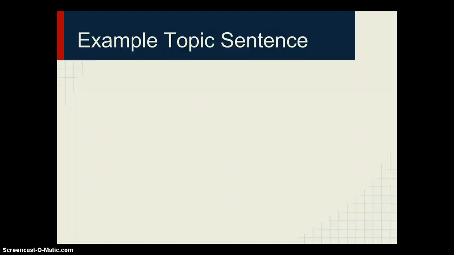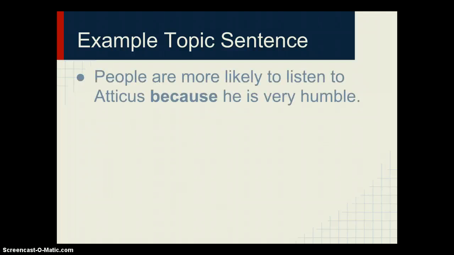After some revision, we might end up with something like, people are more likely to listen to Atticus because he is very humble. In this revision, we've given an answer to the so what question, and we've established that there is something that matters about the fact that Atticus is humble. See how much we've added simply by using the word because. This is a reliable first step for revising your topic sentences.